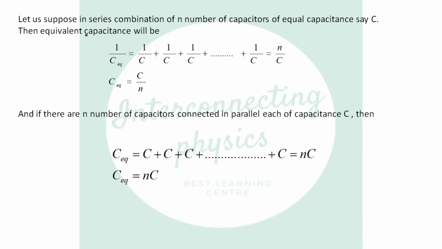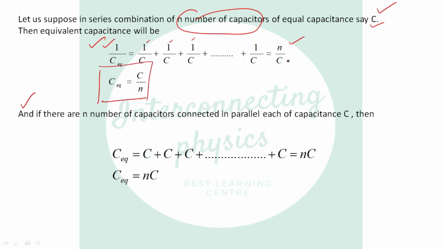Now, very important, suppose in series combination we have n number of capacitors, each having equal capacitance, that is C. Then what will be the result? 1 over C equivalent equals 1 over C plus 1 over C plus 1 over C and so on up to 1 over C, meaning n times we will add these. Now, if we take LCM C, then 1 plus 1 plus 1, we will add 1 n times. So it becomes n. Then 1 over C equivalent is n over C. Then what will be the C equivalent? It is C divided by n.